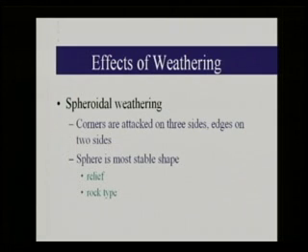There are several effects of weathering. Spheroidal weathering, for example, results because of surface area. The corners of a rock, if we have a rock block, are attacked on all three sides. Whereas if we have a plane where the rock is flat, we only have attack on one side. Edges are attacked on two sides. So basically the corners weather fastest, the edges weather second fastest, and the flat planes of the blocks weather the slowest. So the sphere is the resultant shape. It's the most stable shape.